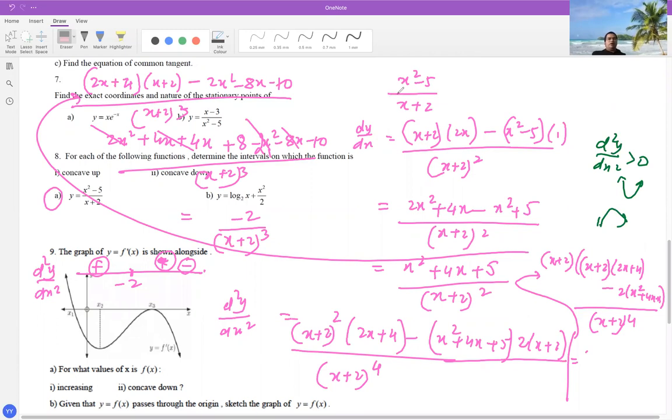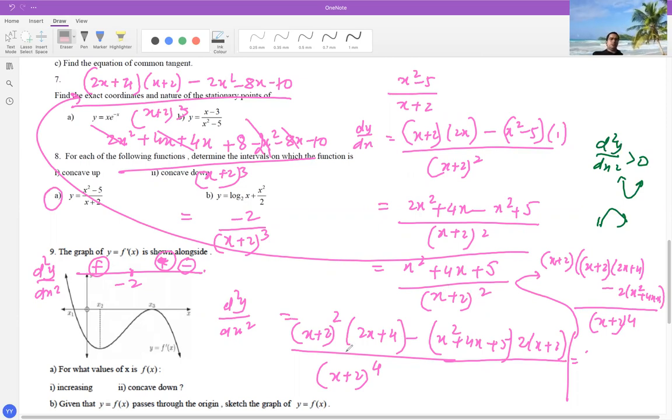So what we do is I found out the derivative using the quotient rule. So v u dash, so the derivative of x squared minus 5 is 2x, minus u v dash, which is x squared minus 5 times 1. You are going to then open the brackets, so 2x squared plus 4x minus x squared plus 5. So one of the x squared gets cancelled, so you get x squared plus 4x plus 5 over x plus 2 the whole square.